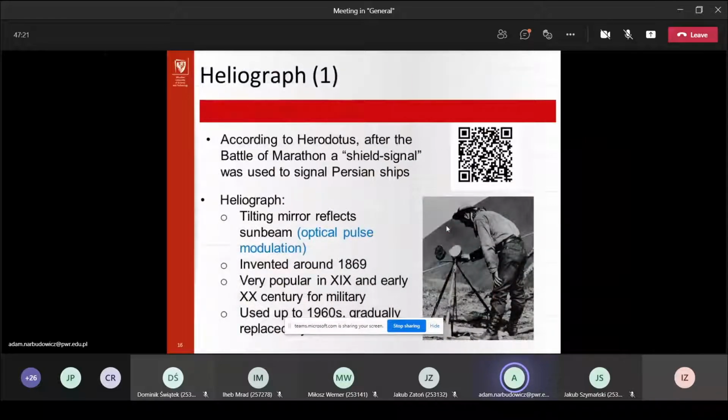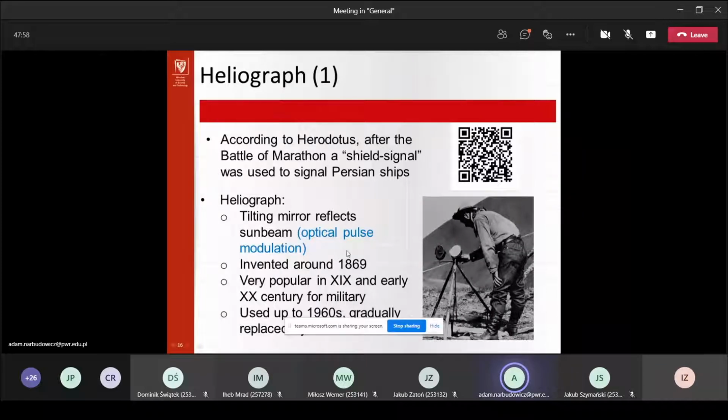Okay, lastly, this is the last historical device I wanted to point out. So this is basically a heliograph, and surprisingly, it was used even in the 20th century, so quite recently, by the military. Well, the advantage probably was extreme simplicity. You just have a device with a tilting mirror, which reflects a sunbeam, and by tilting the mirror, you can generate a sequence of pulses.